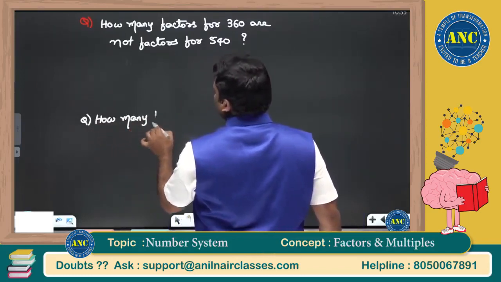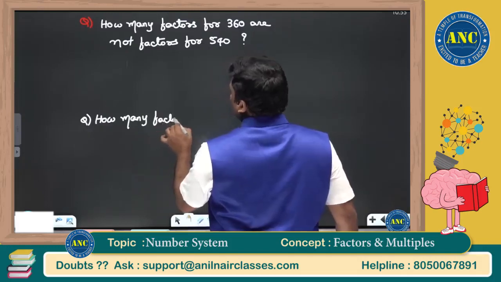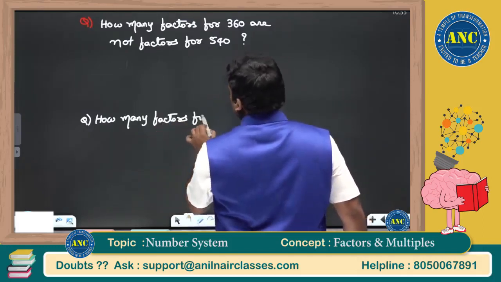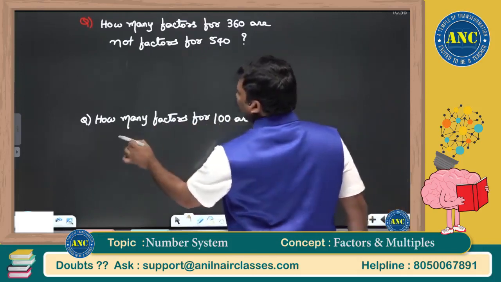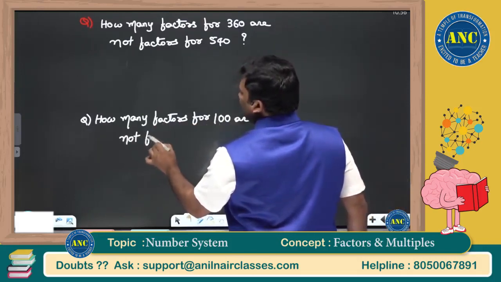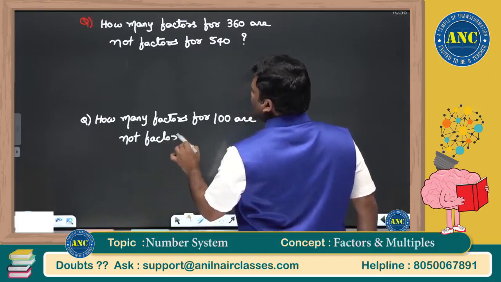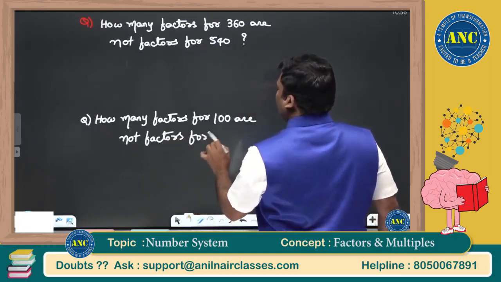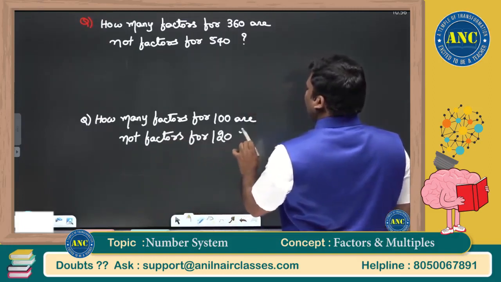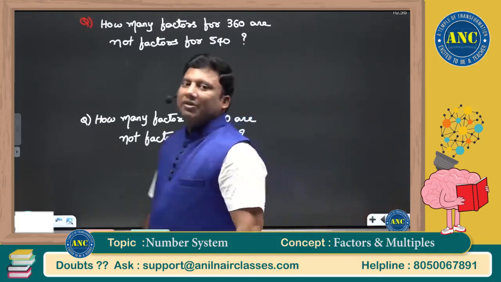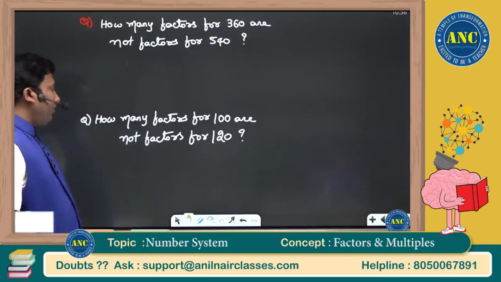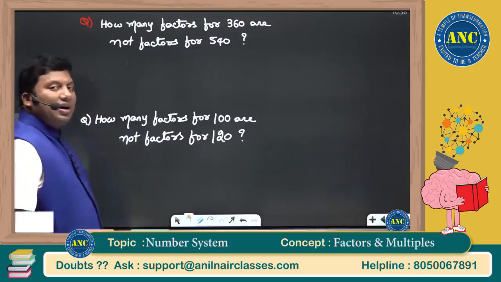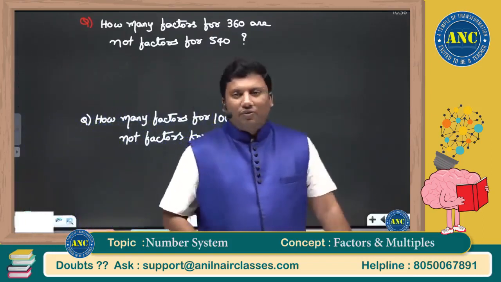How many factors for 100 are not factors for 120? Two examples based upon this concept. How many factors for 360 are not factors for 540? How many factors for 100 are not factors for 120?